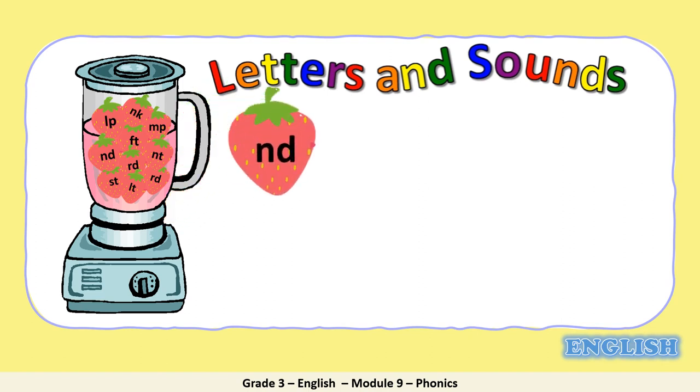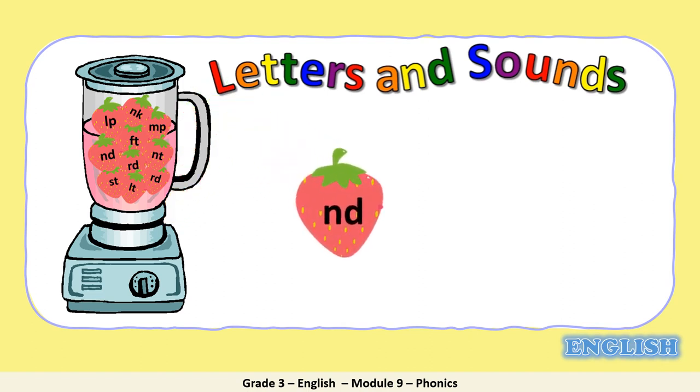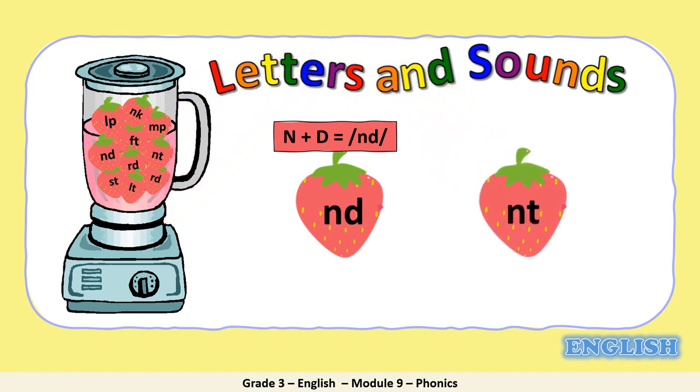First, we have nd. That's from mixing the two letters N and D together. Let's take a look at the second sound. We have nt, which is the mix of the letters N and T. Sounds fun.